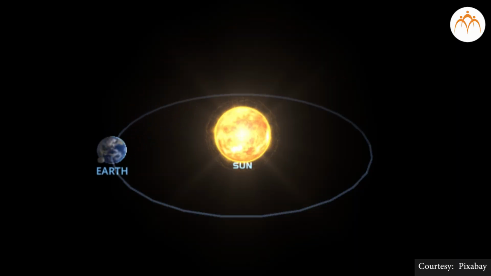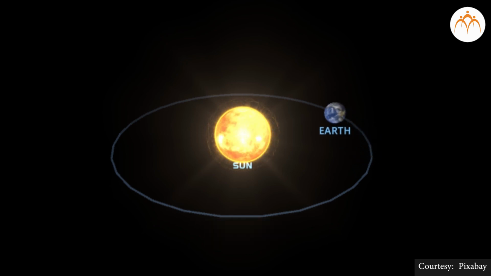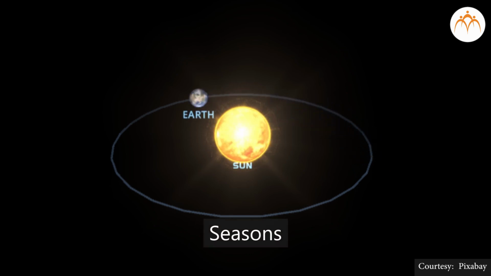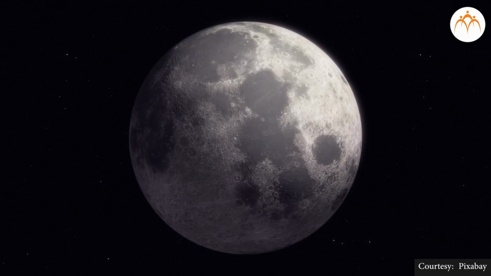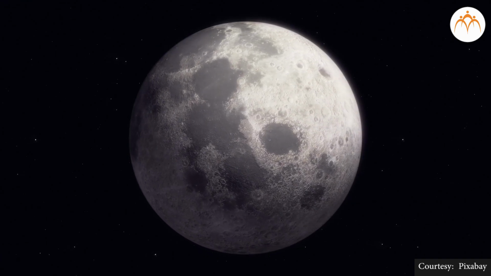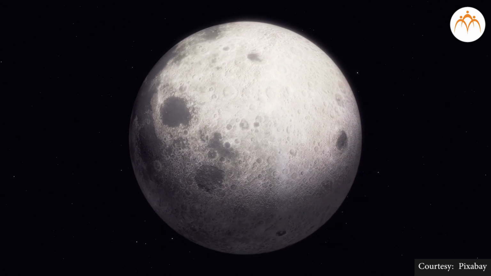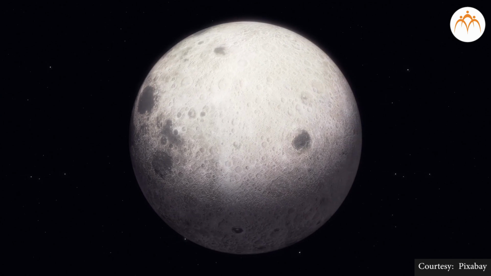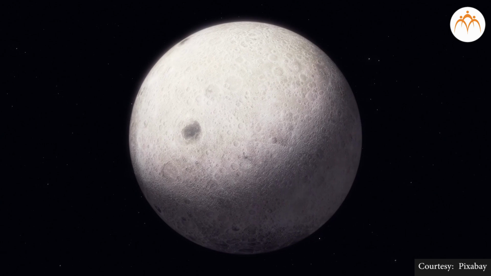Children, we've learnt in the last lesson how the earth rotates and revolves, why there are days, nights and seasons, and also what a leap year is. In this lesson, we will learn about the phases of the moon, the fortnight of the waxing moon and the fortnight of the waning moon.